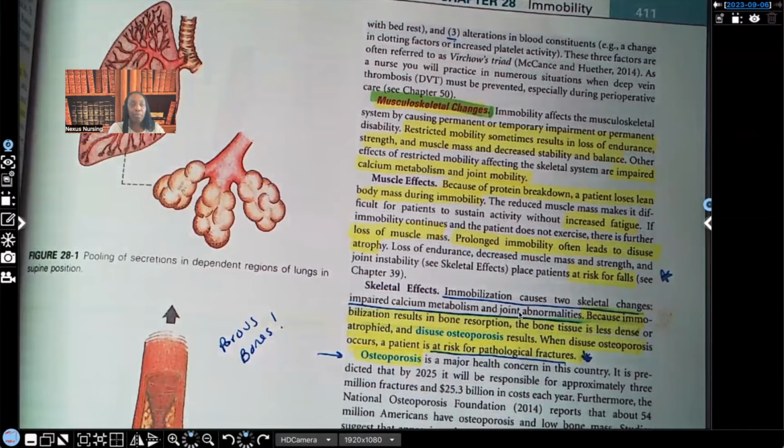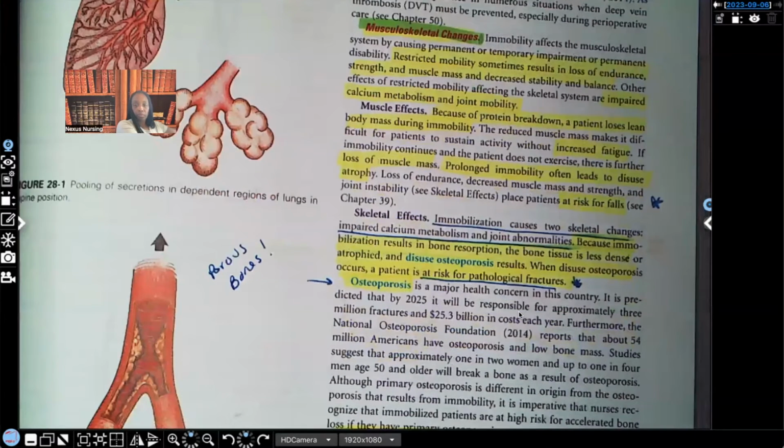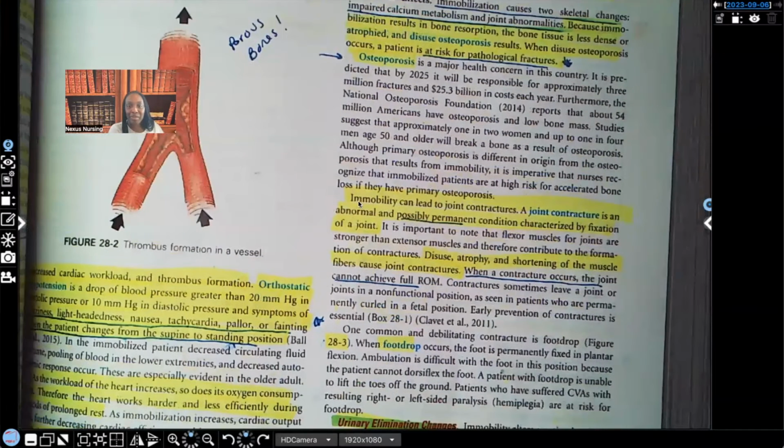That bone has become porous just because it's not being used the way it's supposed to be used, right? You're supposed to be moving about. Let's keep going. When disuse osteoporosis occurs, the patient is at risk for pathological fractures. I put a star next to that as well. Make sure you know it. Don't say I didn't warn you. Let's keep going. I put a little note here on the side to remind you, osteoporosis, that means porous bones.